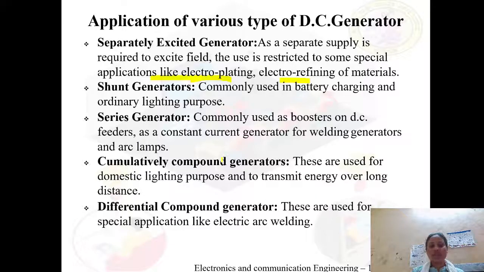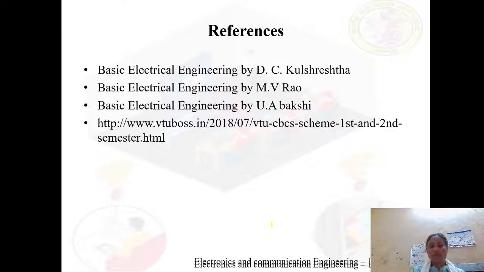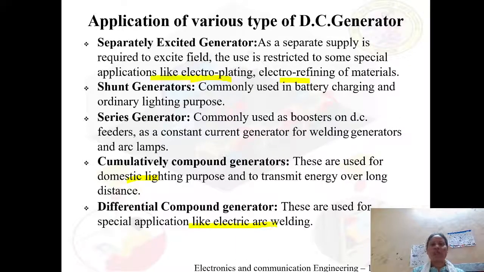Next, cumulatively compound generators can be used for domestic lighting purposes, and differential compound generators are used for special applications like electric arc welding. Okay, so these are the different applications of the DC generators.